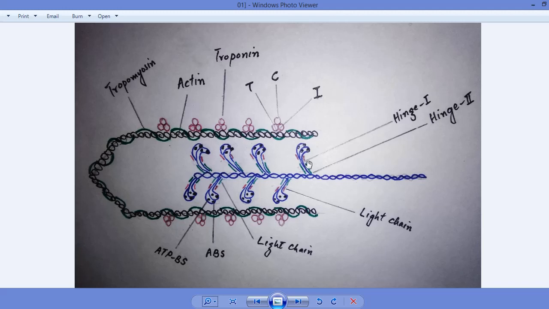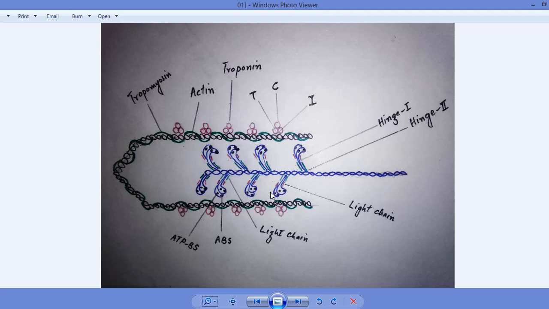Two types of hinges are there. Hinge one is beside the neck, in between the first light chain and the second light chain protein. Hinge one helps in the attachment of the head with the actin, while hinge two is in between the arm and the main stem. These hinges help the myosin to slide against the actin filament during the power stroke.